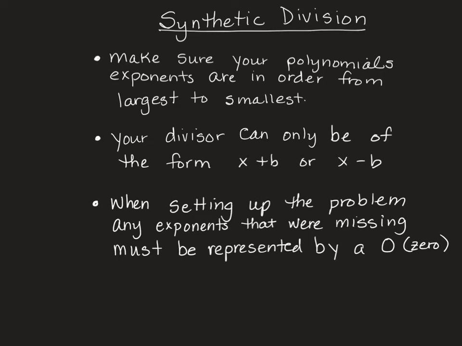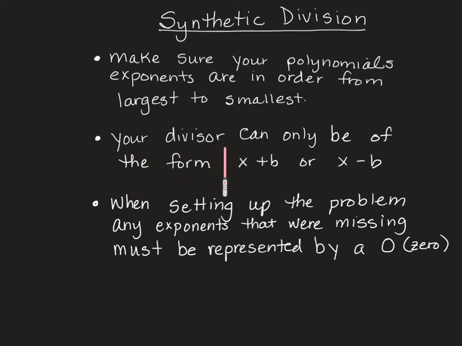So let's review it. First thing you want to do is make sure your polynomials' exponents are in order from largest to smallest. So we just want to make sure all our variables' exponents are running in order from the largest down to the smallest number, and get them all lined up first.